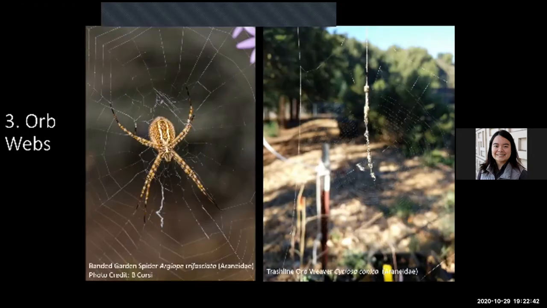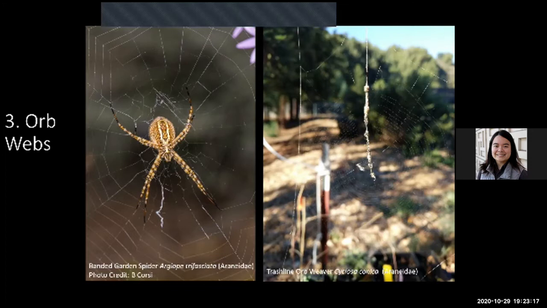The third type of web is the orb web. This is the charismatic one, the web that the spider makes when you read Charlotte's Web by E.B. White. I think everyone is familiar with and has seen this type of web before. It's circular, and it's usually out in the open where everyone can see, and it looks kind of transparent so that flying insects can't really see it, and they'll accidentally get stuck in the web.